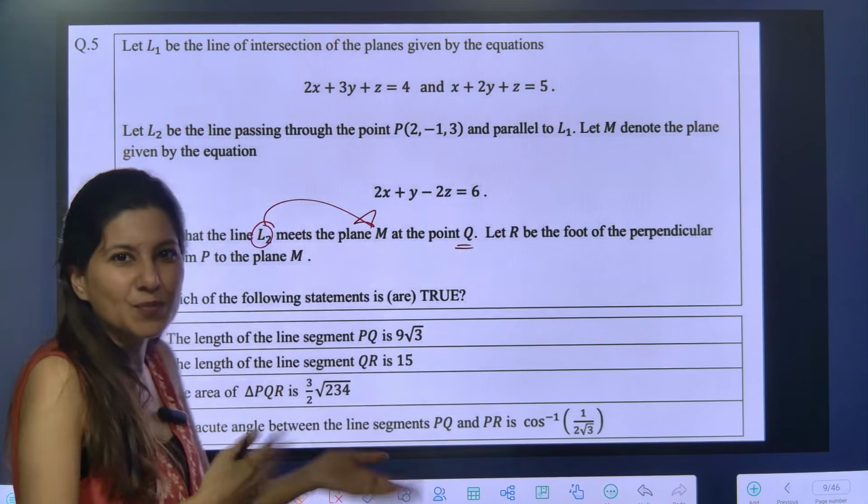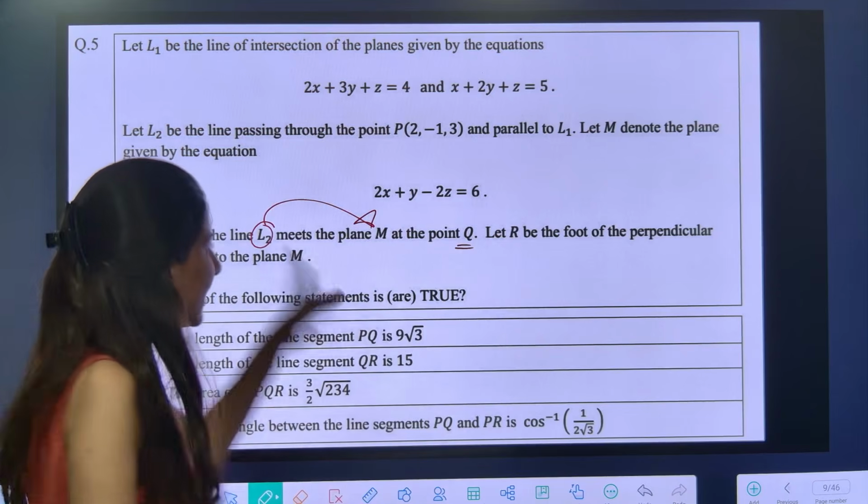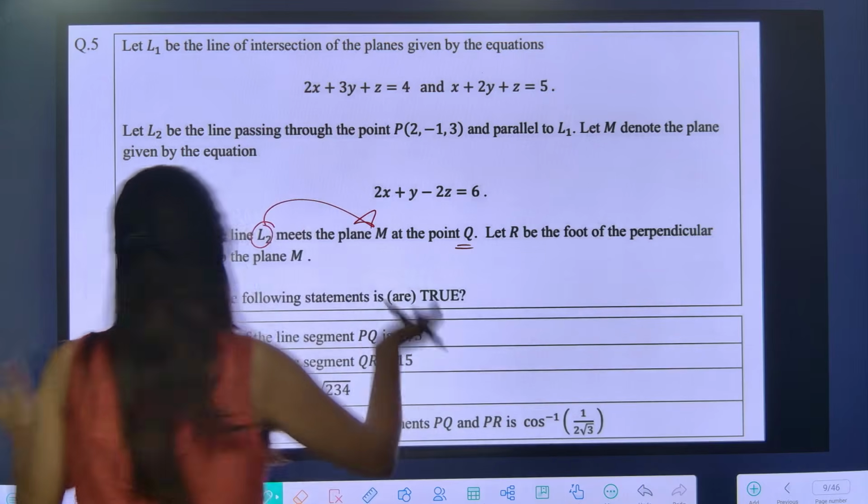So the point of intersection between a plane and a line is very easy. Foot of perpendicular is also easy.